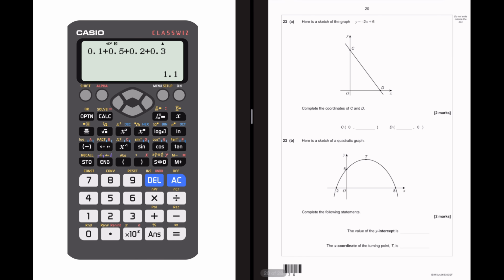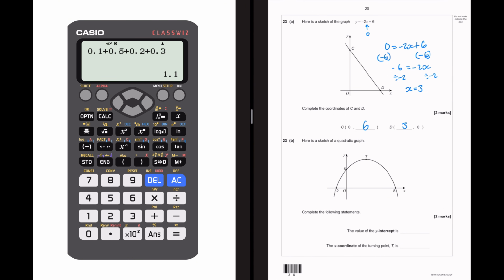Question 23a says, here is a sketch of the graph y equals negative 2x plus 6. Complete the coordinates for c and d. So when x is equal to 0, if we substitute 0 into this equation, we've got negative 2 times 0, which is 0, plus 6, which is 6. So the y coordinate is 6. And then for when the y coordinate is 0, we've got 0 equals minus 2x plus 6. So if we solve for x, subtract 6 from both sides to give us negative 6 equals negative 2x. And then if we divide both sides by negative 2, x is equal to 3.